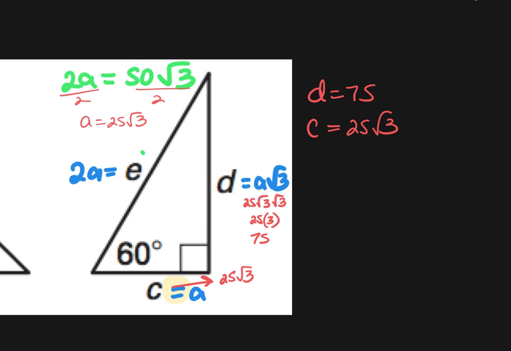Questions on that one? Wait, so what was 2A? 50 root 3. So we divided by 2.